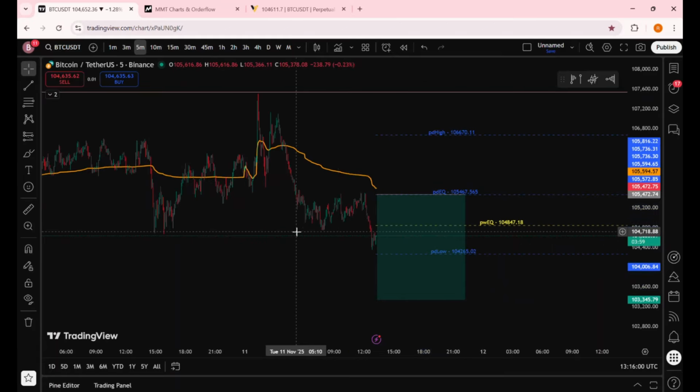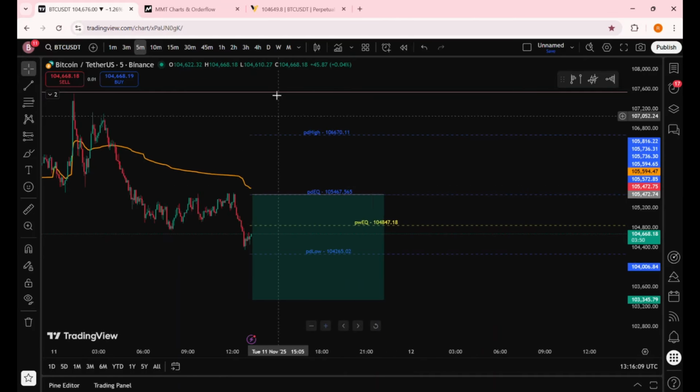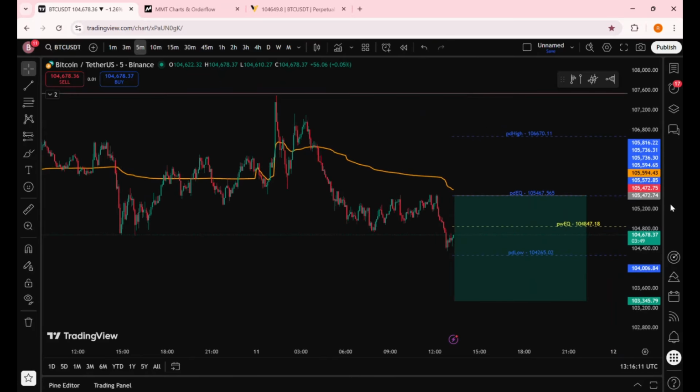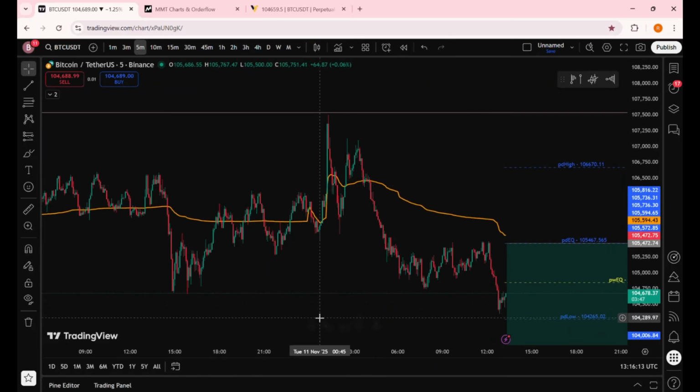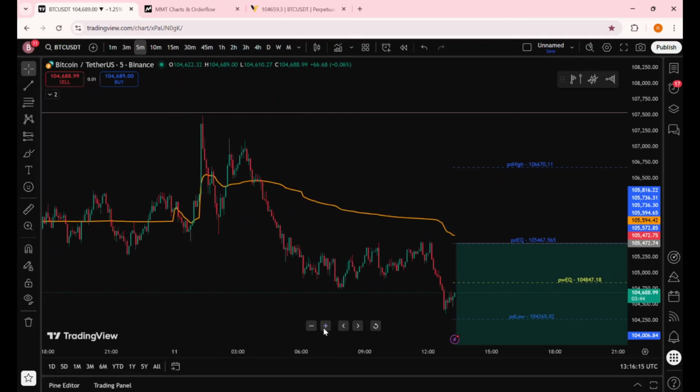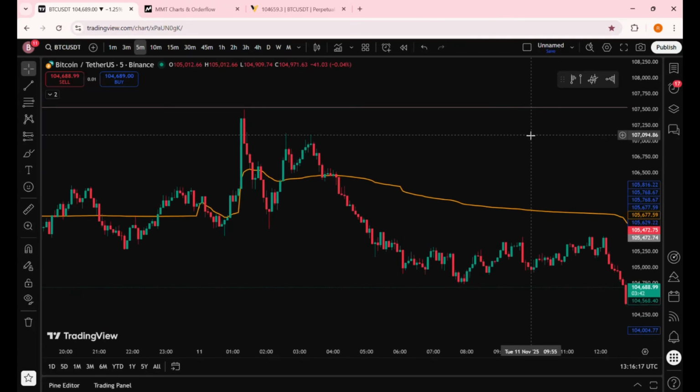You use a very tight stop loss. We are scalping these ranges. There's a beautiful back test here, short. I didn't take it because I was making other videos. So you can see here that there is an amazing short position here.